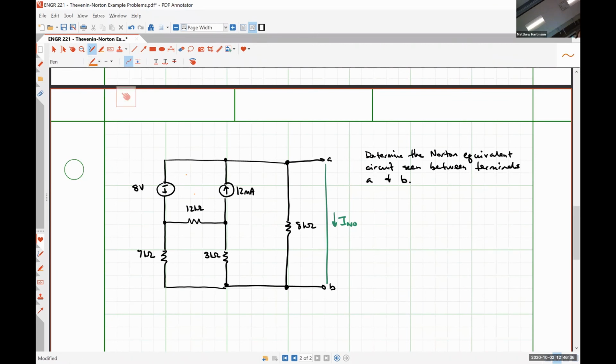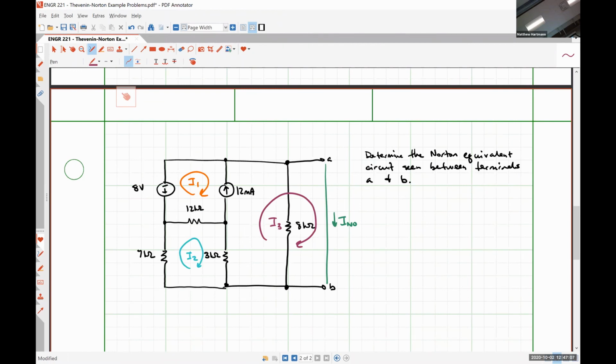So let's call this guy right here mesh current 1. This guy mesh current 2. And I'm about to do something that might not be obvious to you guys, but I'll explain it. I'm going to call this guy mesh current 3. The reason I'm going around the 8 kiloohm resistor is because it's in parallel with a short circuit, and so I know that no current will flow through it. It may as well not even be there.